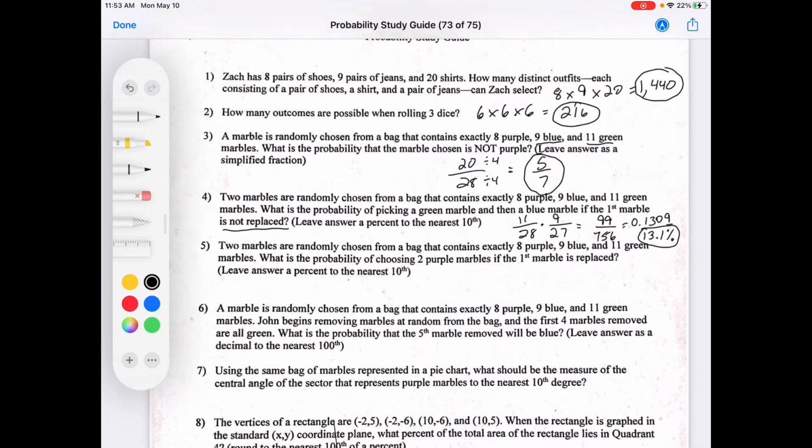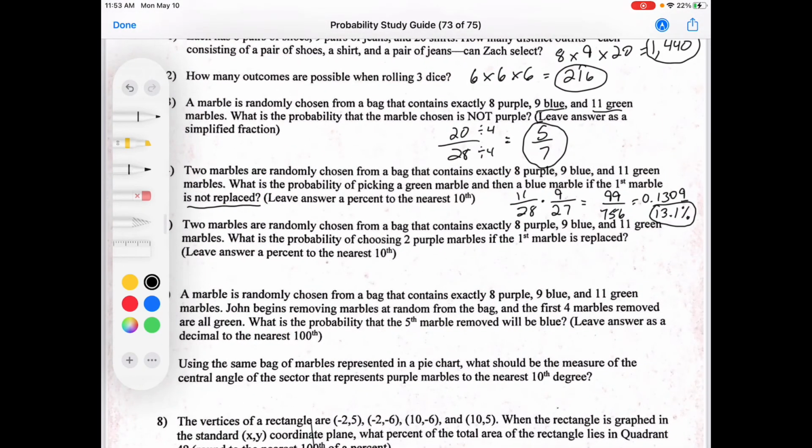Okay, number 5. All right, this time, the first marble, we're picking a marble and then we're replacing it. That means we're putting it back in the bag. Okay, so what's the probability of choosing 2 purple marbles? Well, the first draw I pick out of the bag, there are 8 purple out of 28. I put it back and then reach back in there and get another purple. So if we put it back, there's 28 in there and there's still 8 purple.